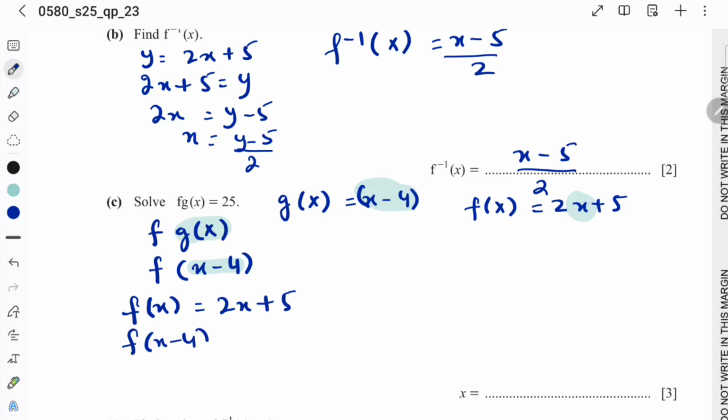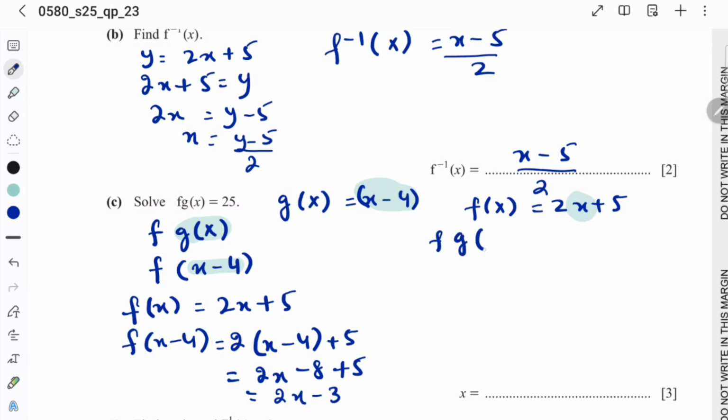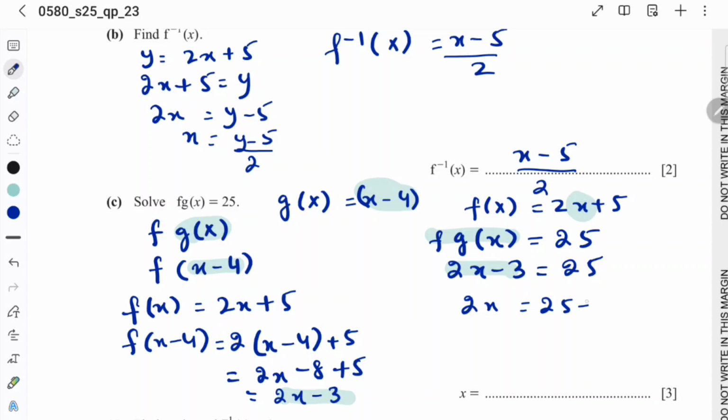f of x minus 4: in place of x, just put x minus 4, plus 5. That is equal to 2x minus 8 plus 5, which is 2x minus 3. Now I have found that f(g(x)) is equal to 25, so 2x minus 3 is equal to 25. Now 2x is equal to 25 plus 3, which is 28. x equals 28 over 2, which is 14.